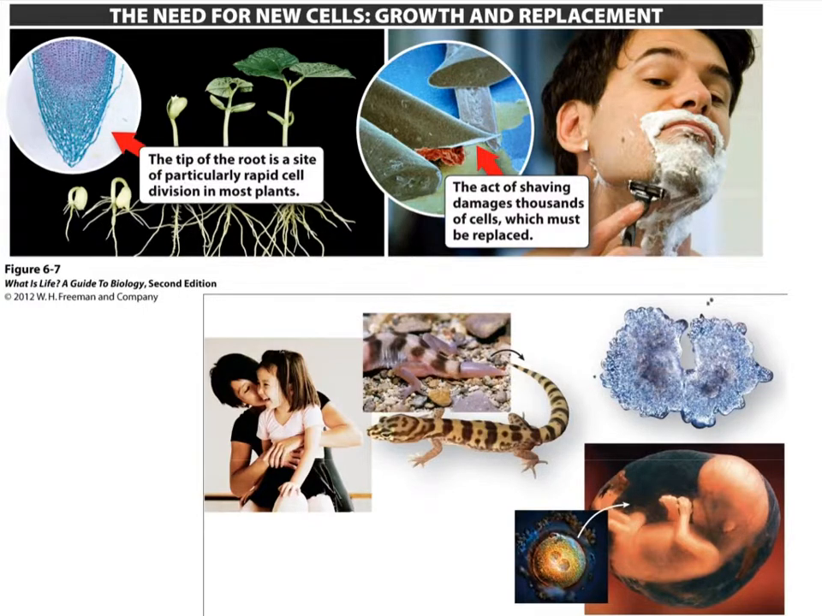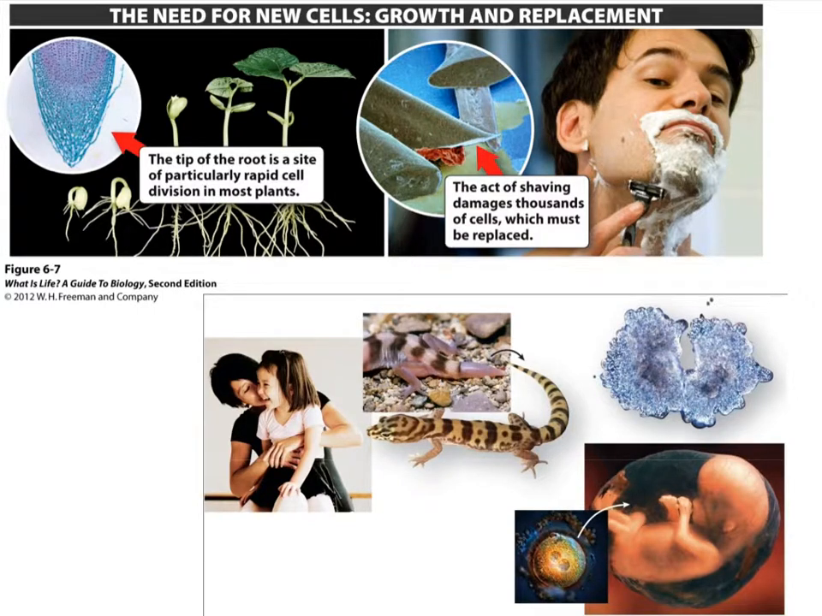Cells also go through mitosis to repair themselves. So if a cell is damaged, say you nick yourself while you're shaving, mitosis is going to replace those damaged cells and heal that wound. Same with this lizard down here. If he loses his tail, we're going to see mitosis occur to replace that lost tail.